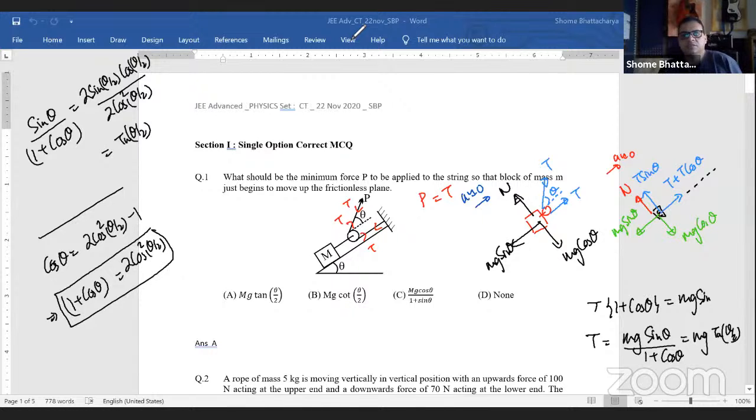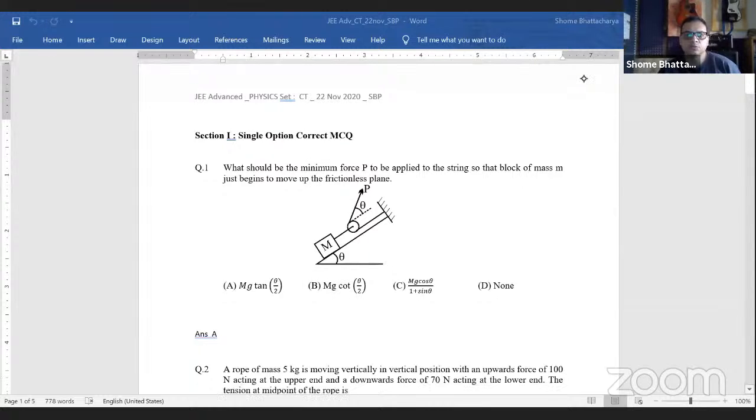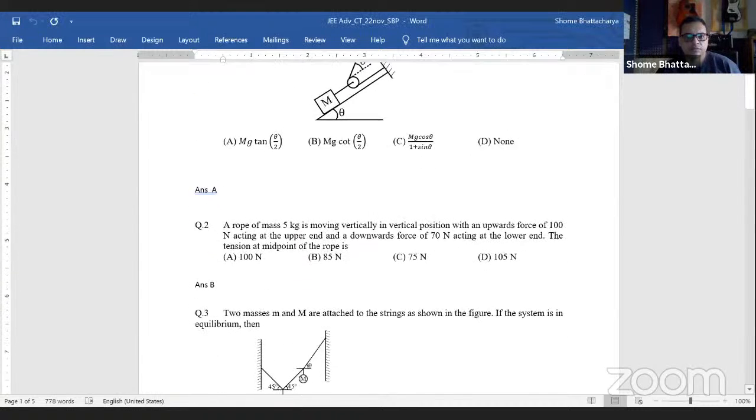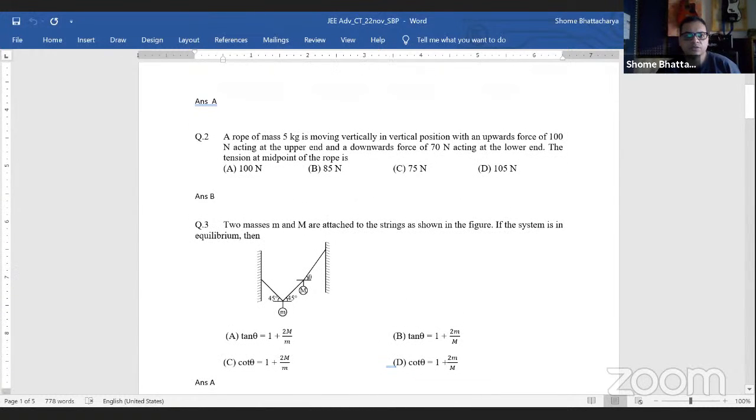So hope this is clear, Shikhar. Okay. So often in a question like this, it can happen that you have made the free body diagram and everything correctly, but just the trigonometry step you missed out. So you have to be a little careful about these things. Does anybody have a doubt in the second or third question?